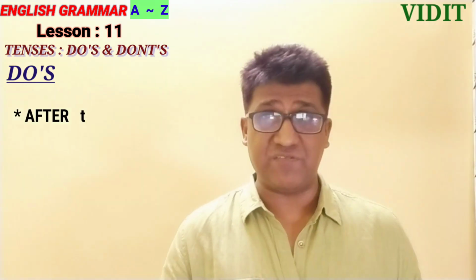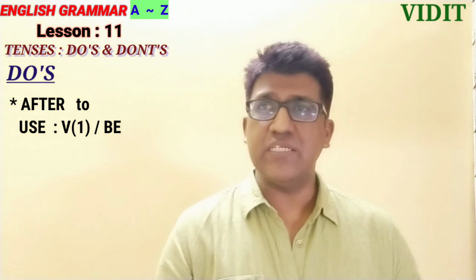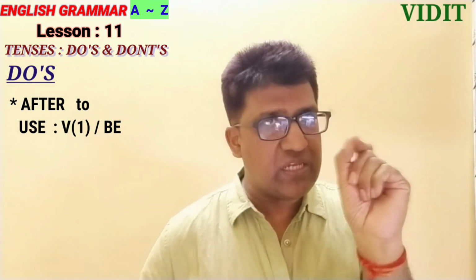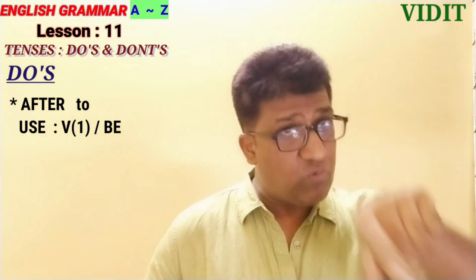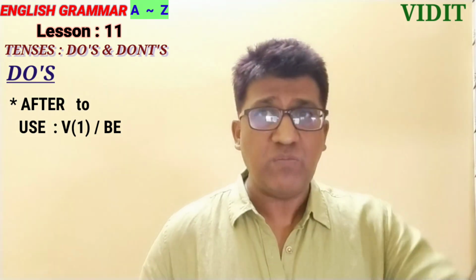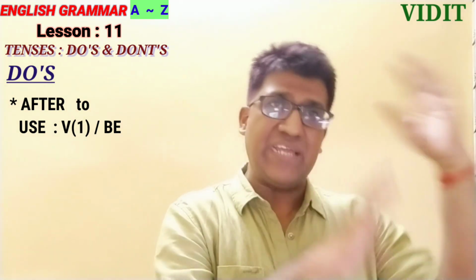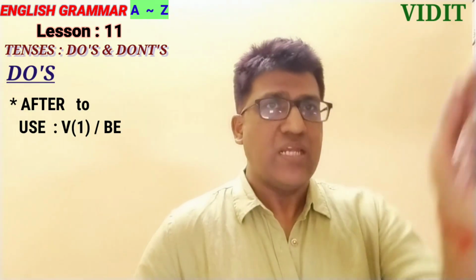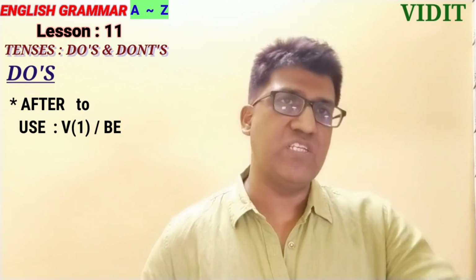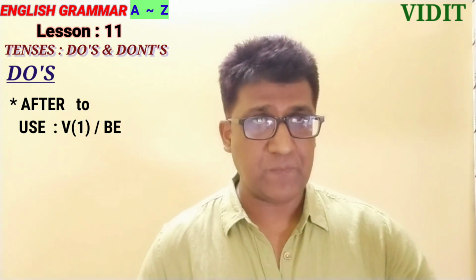And third, the next do is that after to, whenever there is the preposition to, we are supposed to use the first form. When the verb is required, we have to use the first form or be. Mostly, it's not 100%. In certain cases the ing form may come, but otherwise, overall, we need to understand that after to there is always the first form. When the first form is missing, we have to use be.